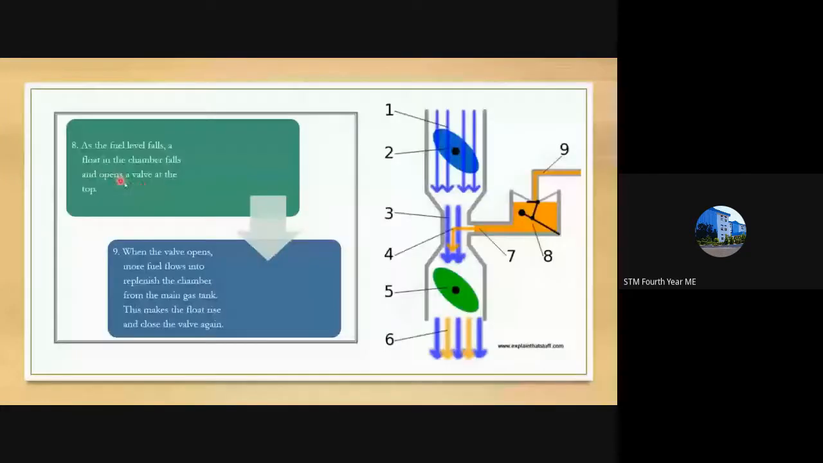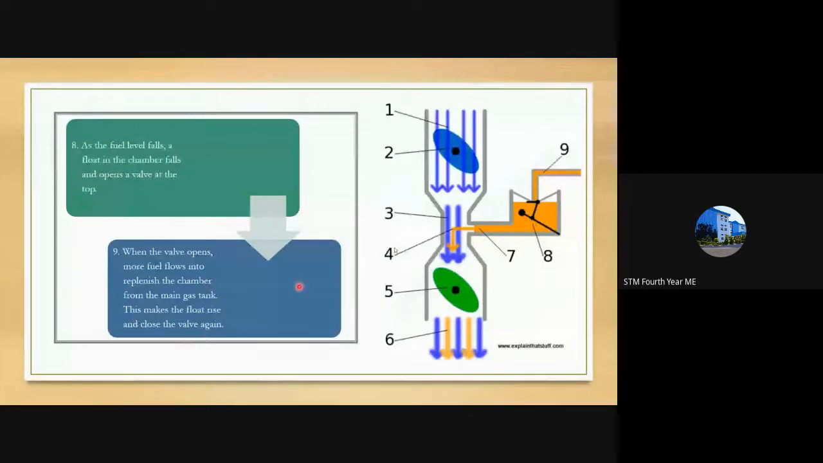So that is what is said in the eighth region. Then in the ninth region, when the valve opens, that is here, the valve here, when that opens, more fuel flows in to replenish the chamber from the main gas tank. This makes the float rise and close the valve again.